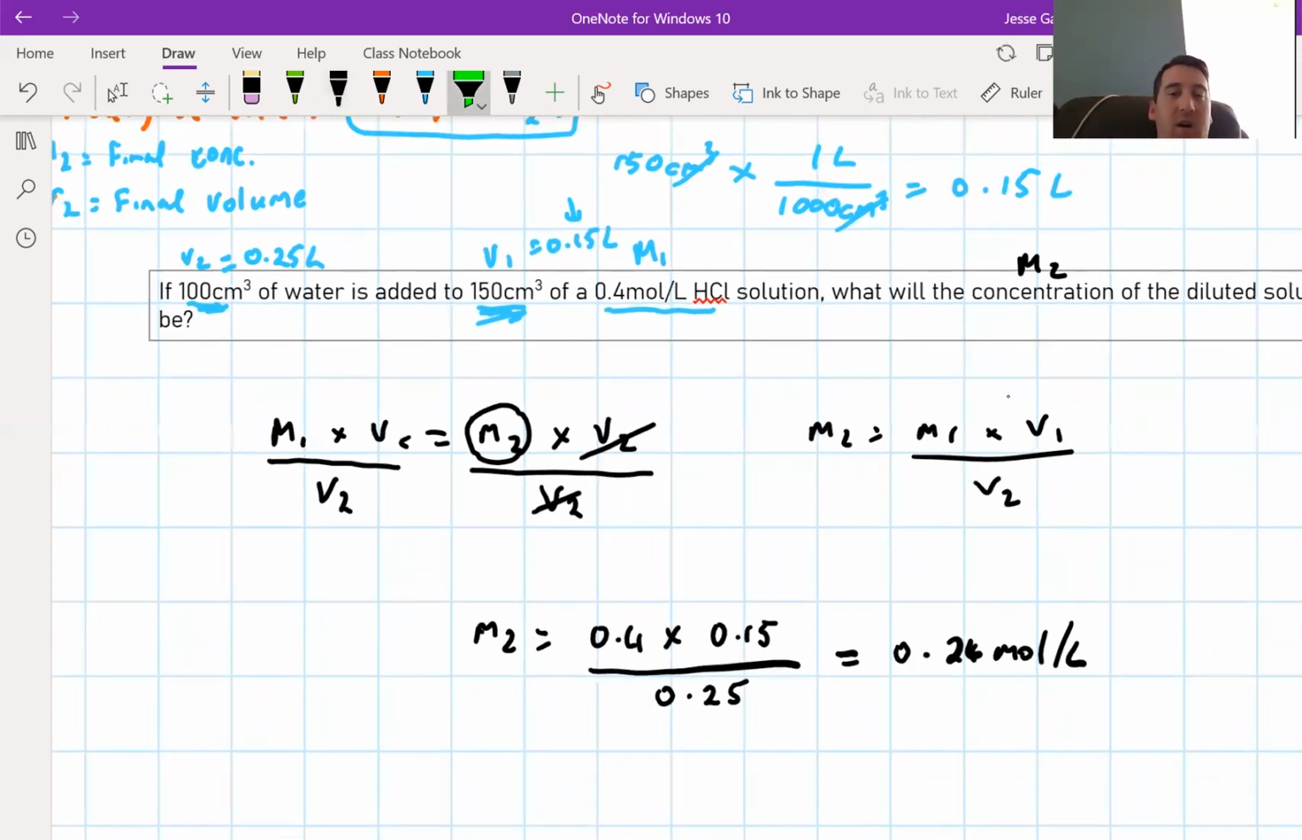That makes sense because it was originally 0.4. We added more water, so we diluted it. So this number should be less, and it is.